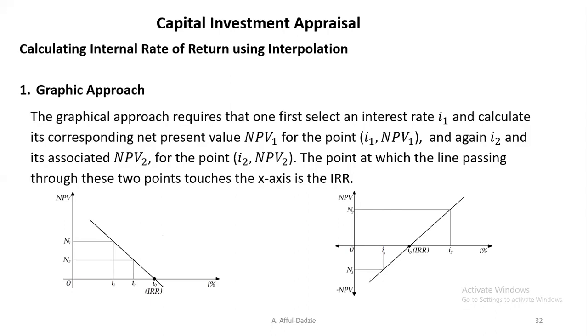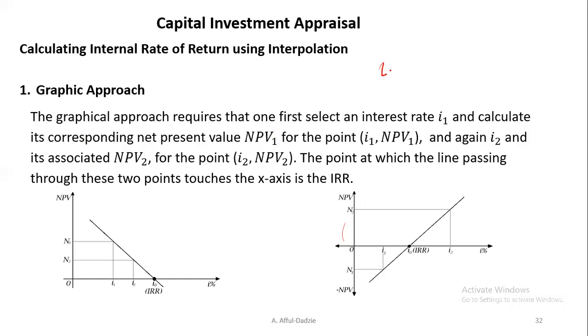All right, so in calculating the IRR, we have a graphical approach. We are not going to really do so much of it, and actually for this IRR concept, I need you to just understand it. So the graphical approach requires that you first select an arbitrary interest rate, let's call it I1, and calculate its corresponding net present value.